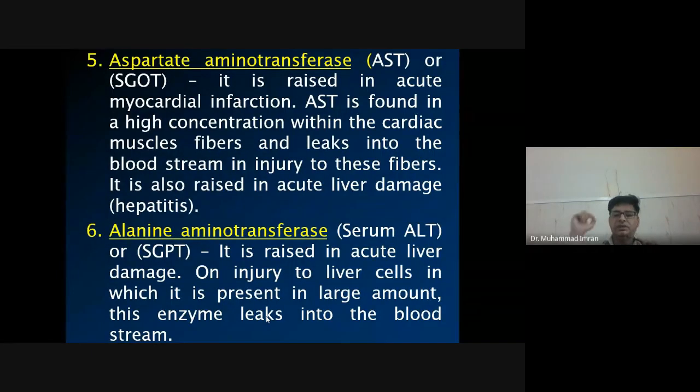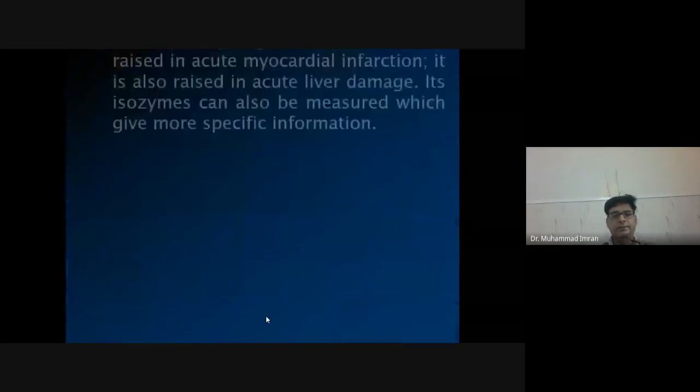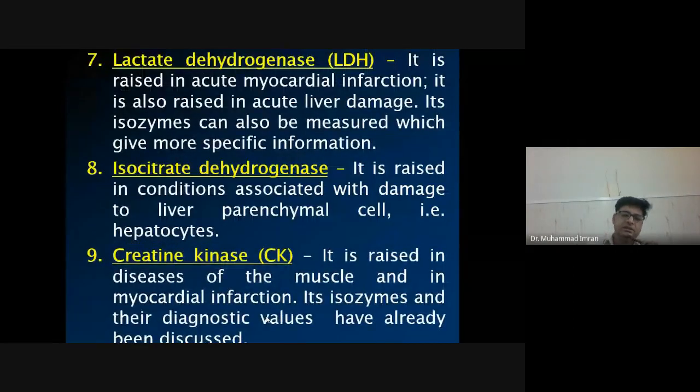Alanine aminotransferase is a very good indicator of liver cirrhosis or liver hepatitis. It is raised in acute liver damage, an injury to the liver cell in which it is present in large amount. This enzyme leaks out into the blood, and the level of this enzyme increases. Then lactate dehydrogenase level increases in myocardial infarction, LDH1, and liver damage, LDH5. Its isoenzymes can also be measured, which give more specific information.